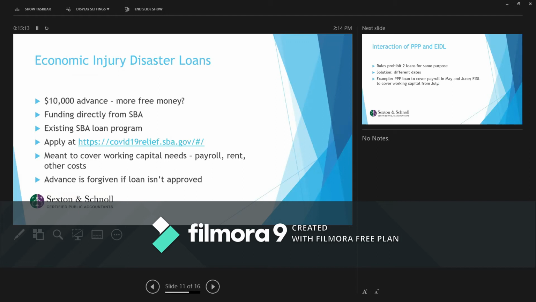Typically, if there's a disaster in a particular area, a storm or a flood, they make these loans. Right now the entire country is suffering under the COVID-19 pandemic, and so they have expanded and tweaked this program. Unlike the PPP where you go to your bank, with the EIDL these loans are actually directly made by SBA, and the website is right there on the slide where you can apply.